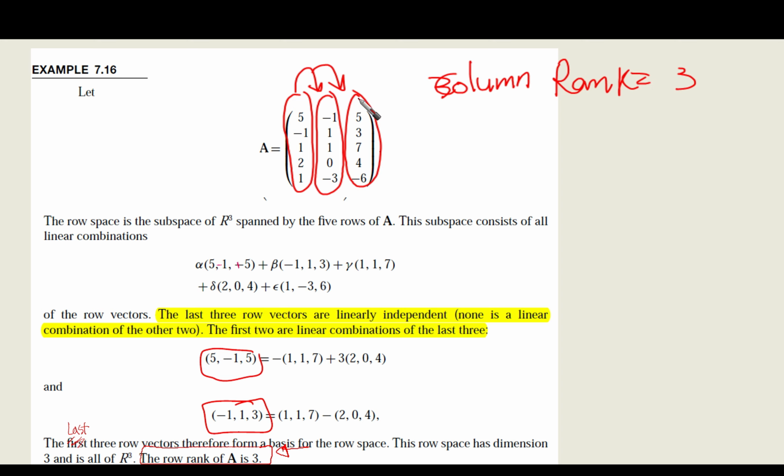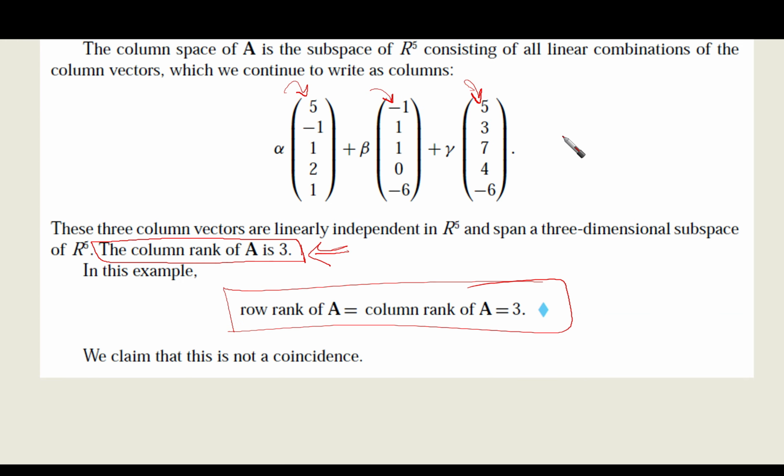If we found that, for example, this column is dependent on the other two columns, and we have only two independent columns, then the column rank in this case is going to be 2. Why? Because we have two independent columns. This is actually what we found here: the first column, second column, and third column are totally independent. So the column rank of A is 3. This means that if you try to make up one column from a combination of the other two, you will not be able to do it. So this column is independent, this column is independent, and this one is independent.